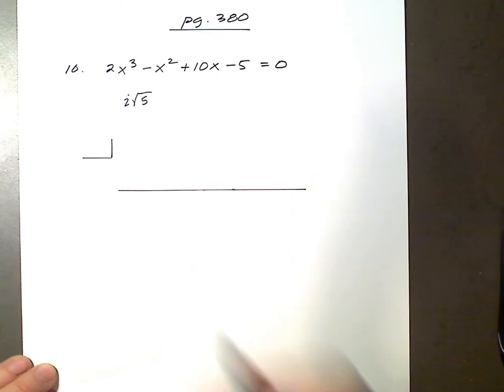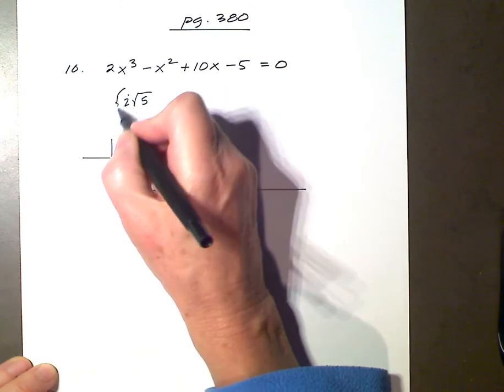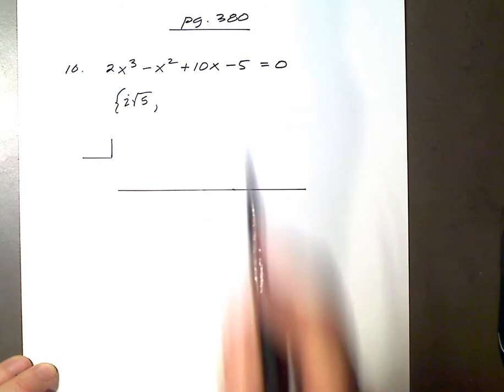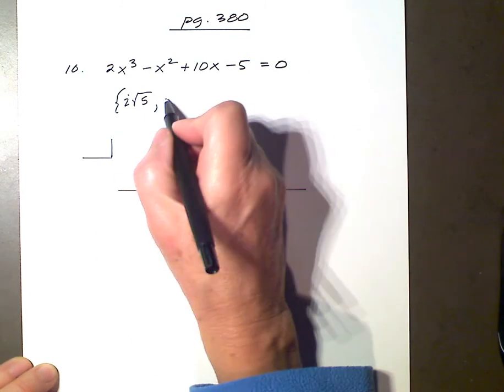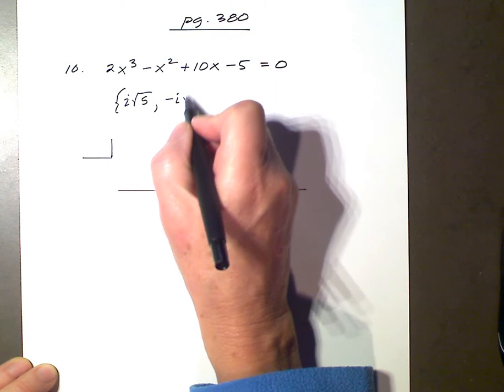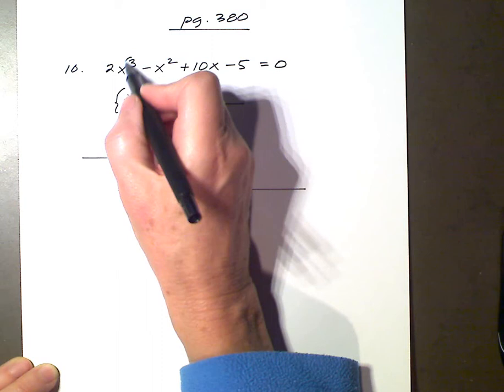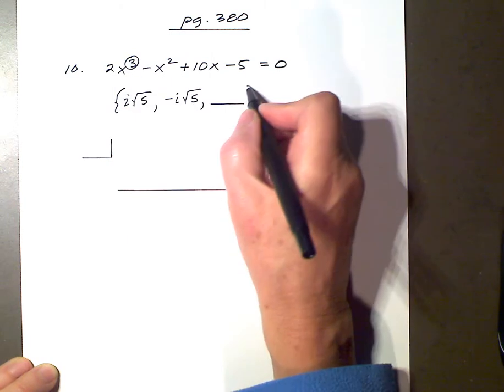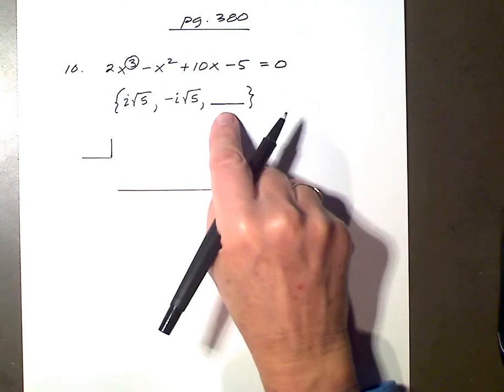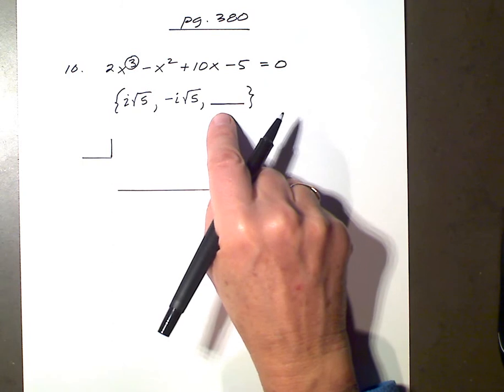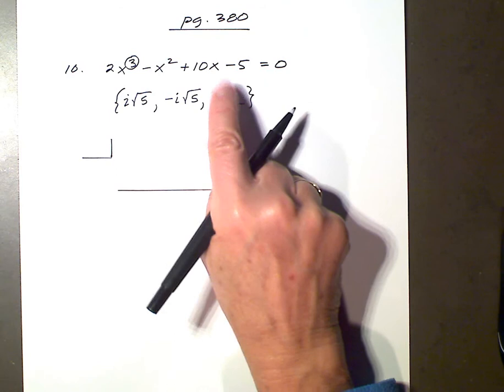So I know, according to the conjugate root theorem, that if i root 5 is a root, then negative i root 5 is also a root. And because this is a third degree equation, there should be one more. Because irrational roots show up in conjugate pairs and complex roots show up in imaginary pairs, I know that this root has to be just a rational number.